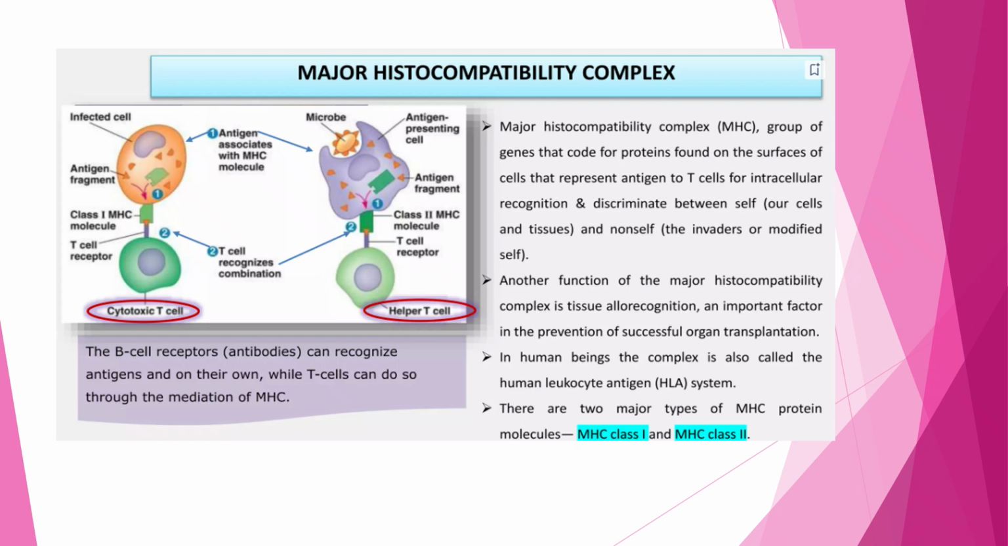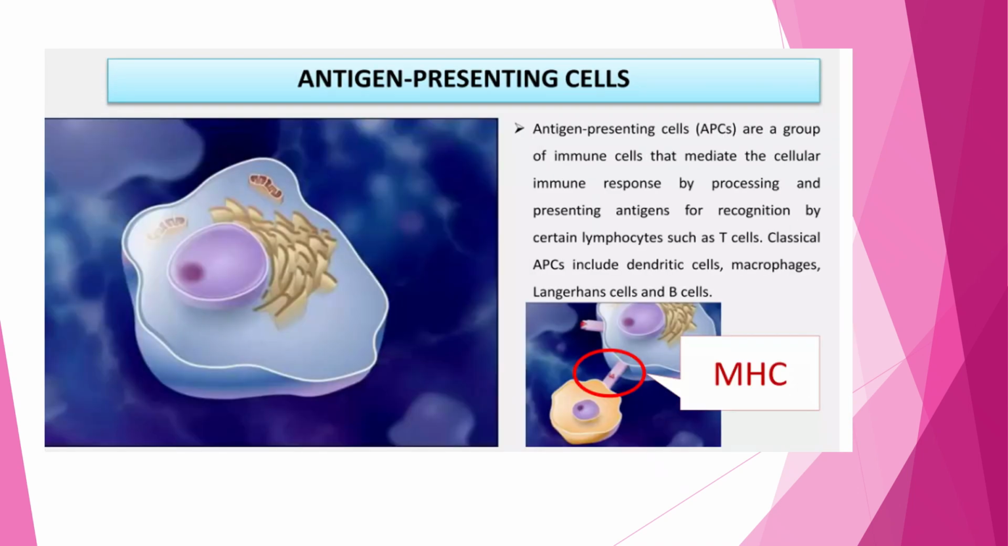In this picture, you can see the B cell receptors can recognize the antigen on their own, whereas the T cells cannot recognize the antigen on their own. They require mediation through MHC. Once the antigen enters our body, this MHC protein will come and bind with the antigen. Once it is bound, the T cells will come and attack. Otherwise, the T cells cannot recognize this antigen. That is the main purpose.